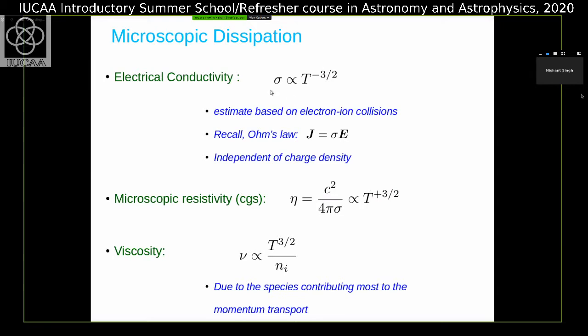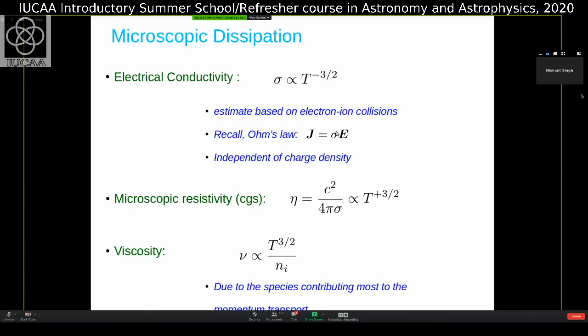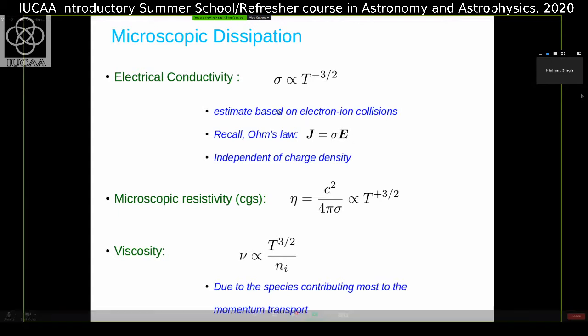So how do you determine this conductivity? You appeal to some model. Ohm's law is simply a model that relates how much current a system will have for a given imposed electric field, and the electrical conductivity sigma is simply a proportionality constant. It's Ohm's law, right? J equals sigma E. So how do you determine that? This estimate is also known as the Spitzer estimate, and it is based on electron-ion collisions.